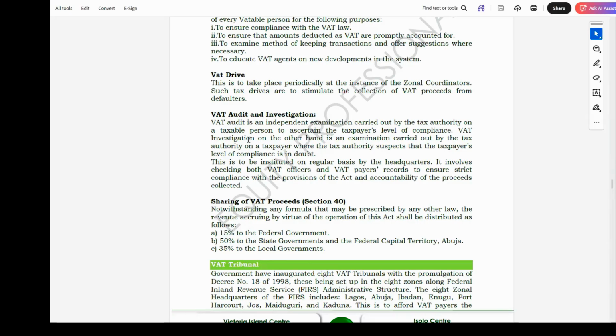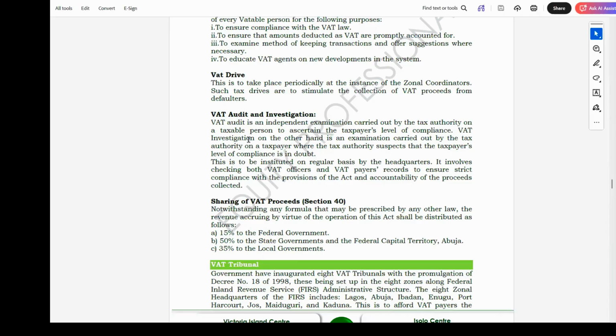So when you are engaged in fraud, they carry out a VAT investigation, which is usually an in-depth analysis. It's very robust. It's an in-depth analysis of your record, unlike the VAT audit, which is usually done on a regular basis.